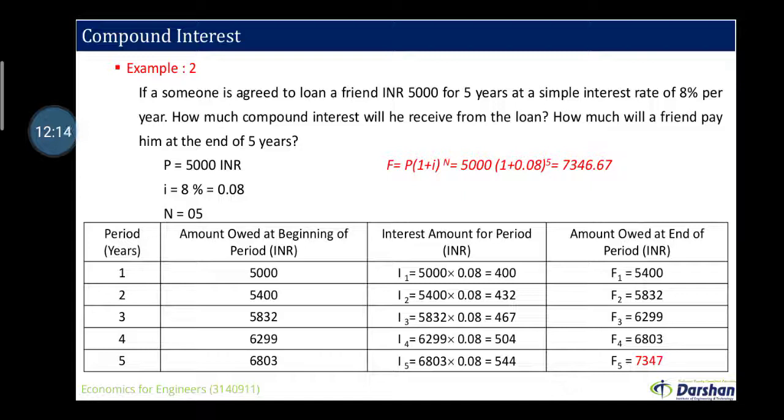Then at the end of 5 years, 6,803 rupees is considered as your principal amount and you should multiply this amount with 0.08, so you can get 544 rupees. Then you should do the total of this, so you can get, at the end of the 5th year, the amount of 7,347 rupees.